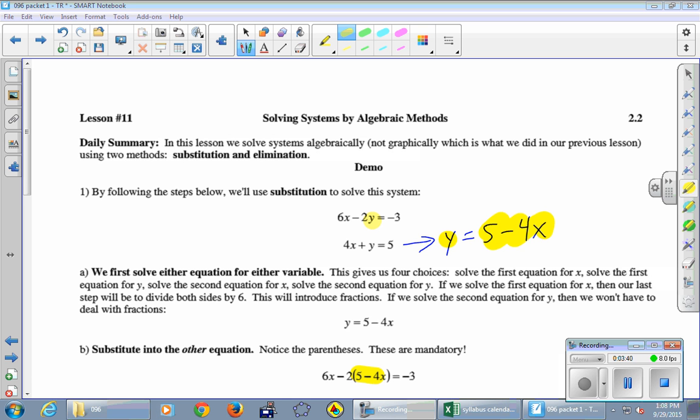I'll highlight again. You got to make sure you substitute into the other equation. If you wanted to, you could change this y into 5 minus 4x because that's what y is equal to. But if you do that, all the letters will cancel and you get something which is true, like 5 equals 5, but that doesn't help you. So always plug into the other equation.